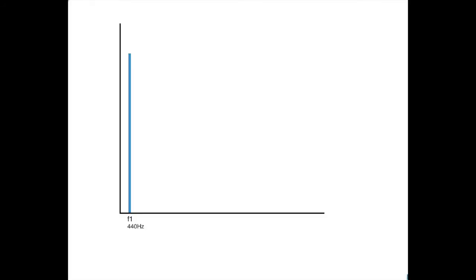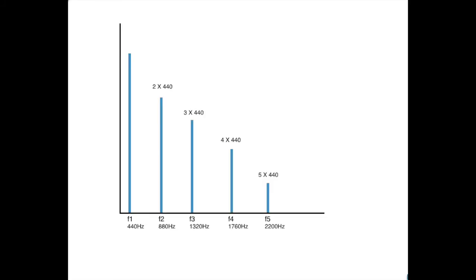The frequencies of the higher order harmonics can be calculated by multiplying their harmonic number by the fundamental frequency. So if we start with 440 Hz as our fundamental, or first harmonic, the second harmonic is 880 Hz, while the third is 1320 Hz, and so on.